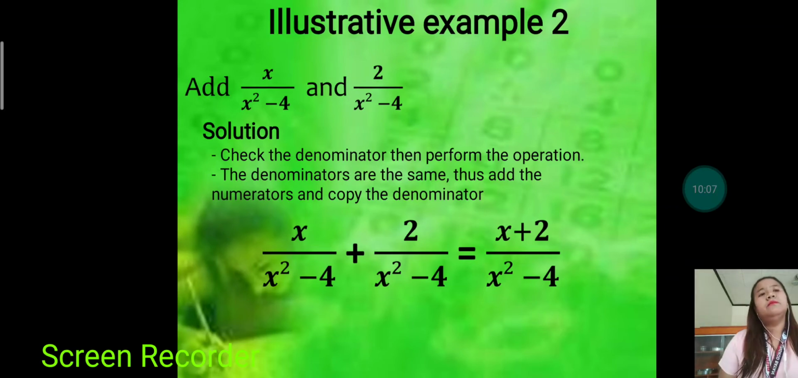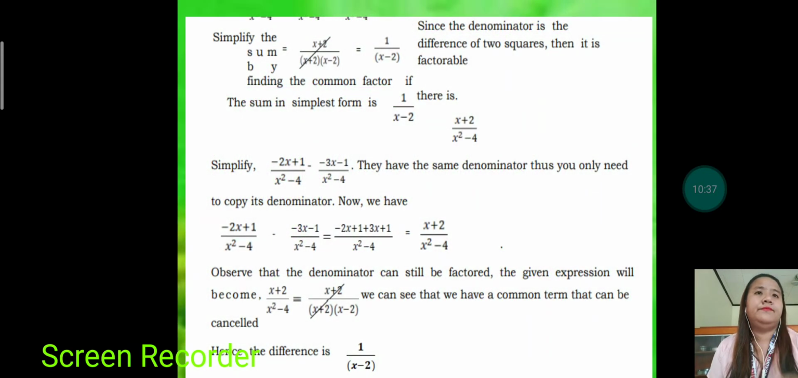So, class, this is not yet the final answer. Why? Because as you can see, our denominator is factorable. When we say factorable, we can find the factors and then we're going to try if the numerator and denominator have a common factor. So, let us see. Simplify the x plus 2 over x squared minus 4.